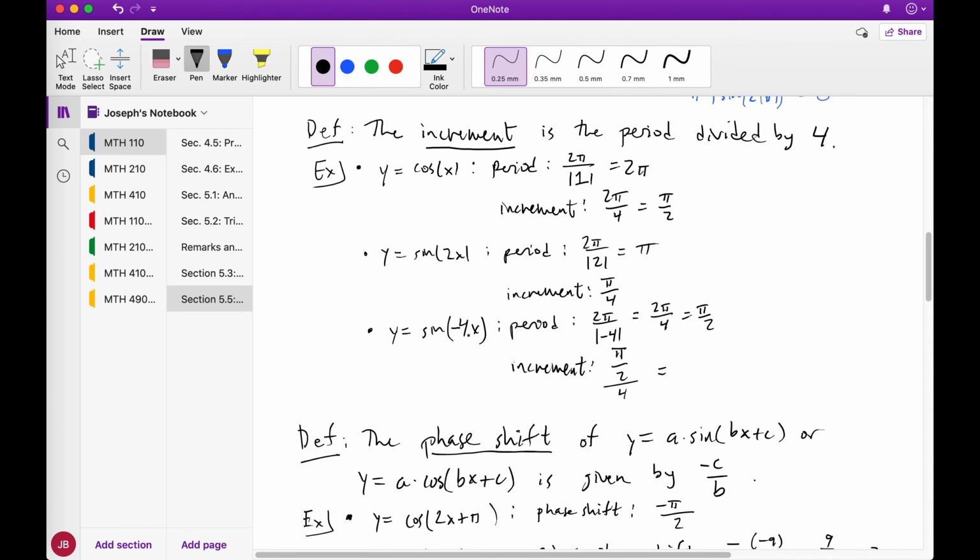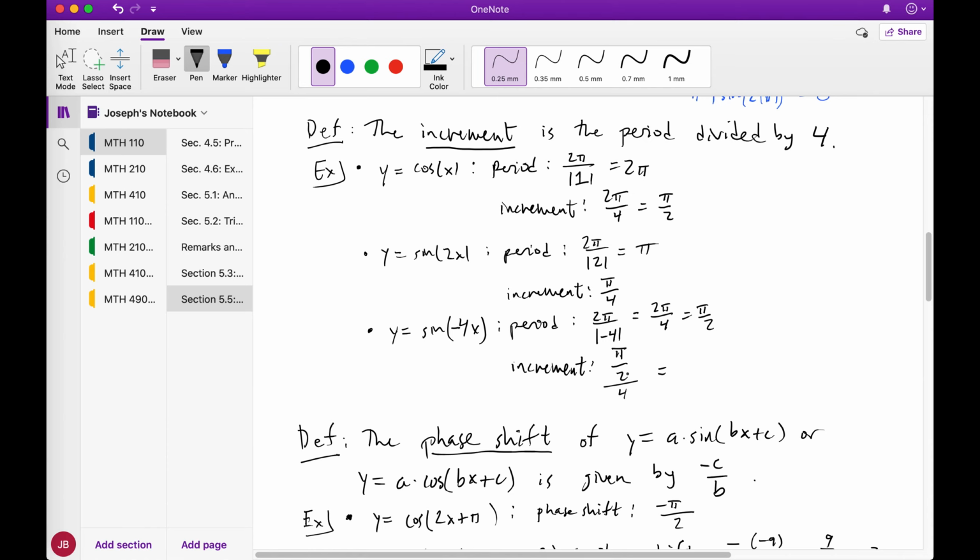Sine of minus 4x, let's say, the period, well, you take 2 pi divided by negative 4 in absolute values, and the absolute value just turns that into a positive 4, so you get 2 pi over 4, and then reduce the fraction to get pi over 2. So the period is pi over 2, which makes the increment pi over 2 over 4.